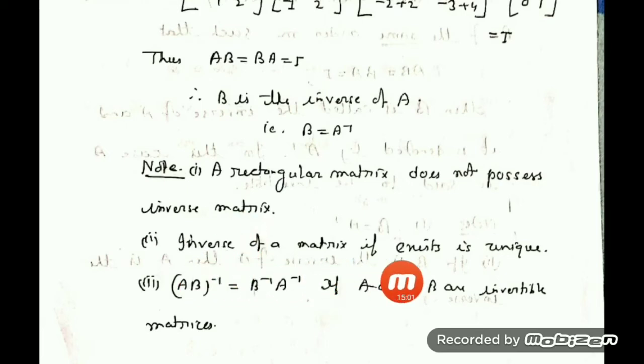Inverse of a matrix, if it exists, is unique. That means whatever the method you apply, your answer will always be unique.